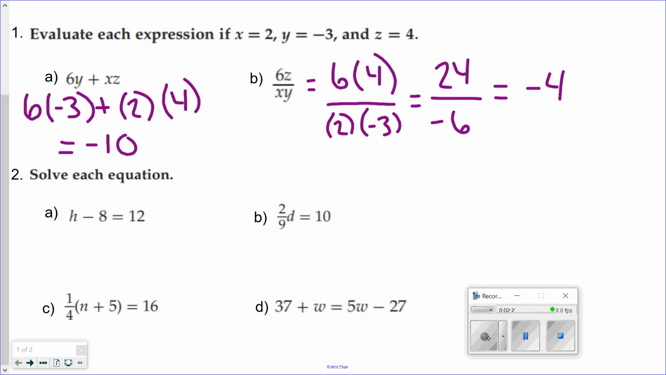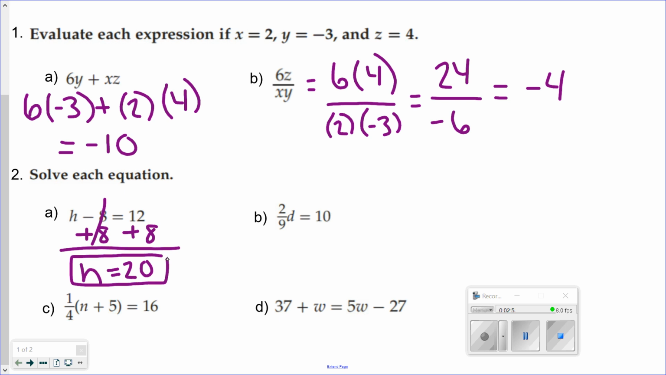So scrolling down, we're going to move on to question number 2. Solve each equation. So we have 1-step, 2-step, and multi-step equations here. So for A, h minus 8 is equal to 12. So to get h by itself, I need to add 8 to each side. This cancels out, and h is equal to 20.